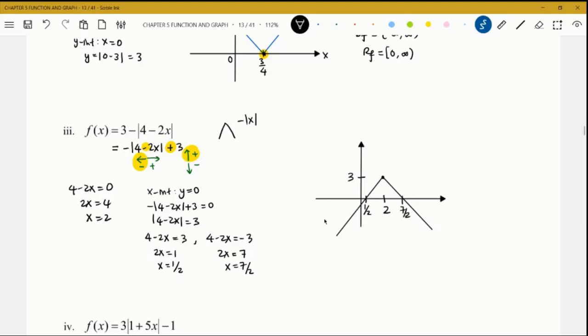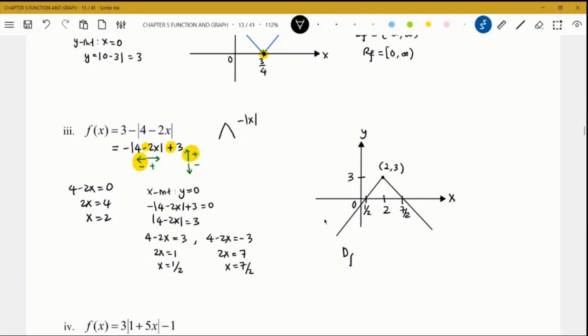Kalau tak sure, tekan calculator. 7 over 2 berapa nilai dia? More than 2 ke less than 2? Okay, so this one should be more than 2 sebab dia adalah 3 point something. Okay. So coordinate dia selepas 2. Okay. So point di sini adalah 2, 3. So 0, y-axis, x-axis. Okay.